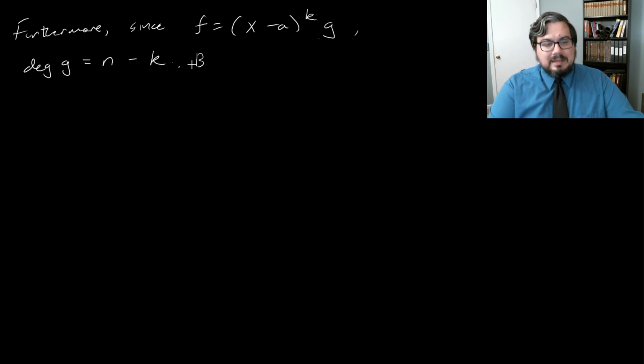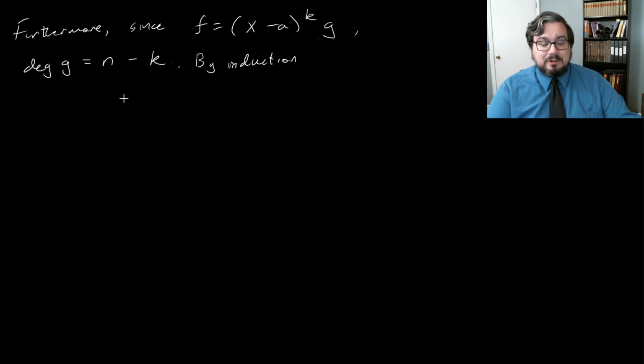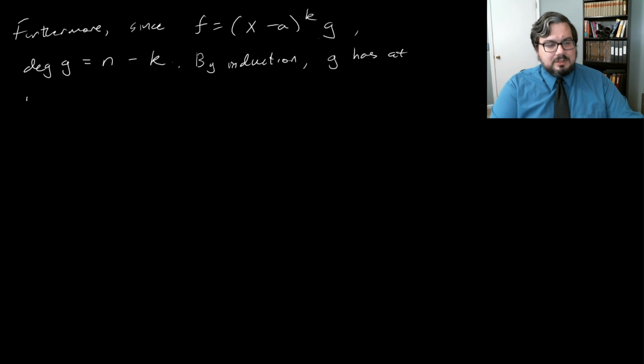Now, by induction, n minus k is less than n. k is some number greater than or equal to 1. So by induction, this means that g has at most n minus k roots, counting multiplicity.